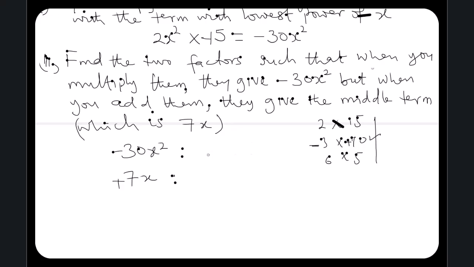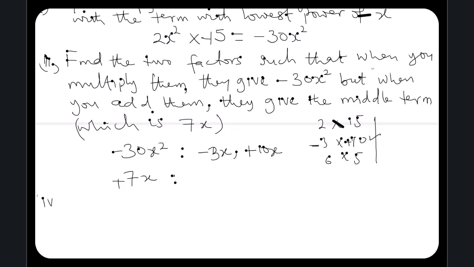So the two factors we are looking for are minus 3x and plus 10x. If you multiply the two together, you are going to get minus 30x squared. If you add the two together, it is going to give you plus 7x. So these are the two factors we are looking for. We need to find the two factors such that when you multiply them together, they give you minus 30x squared, but when you add them together, they give you the middle term. And the middle term in this equation is 7x.